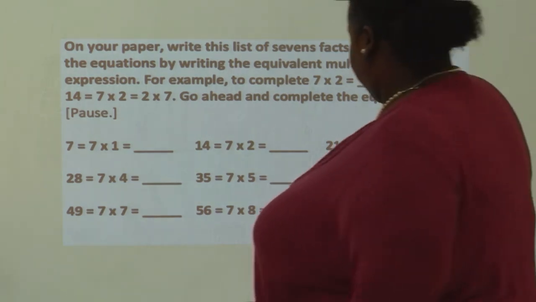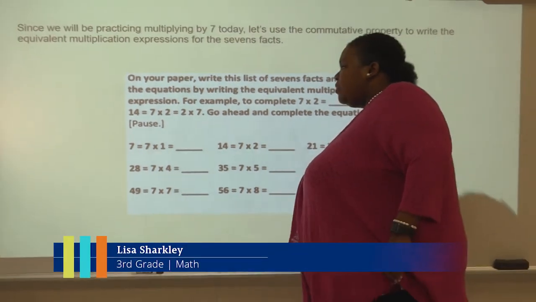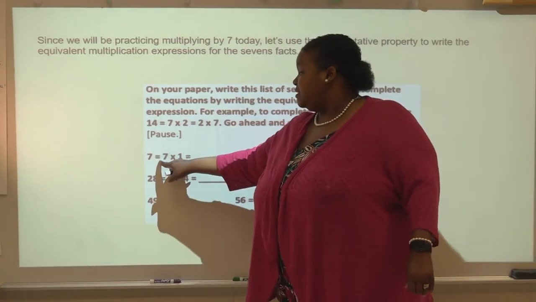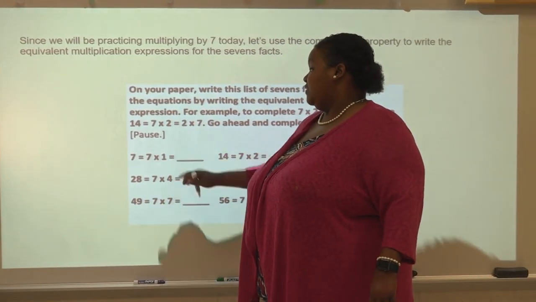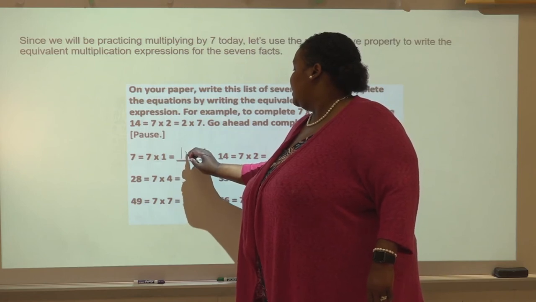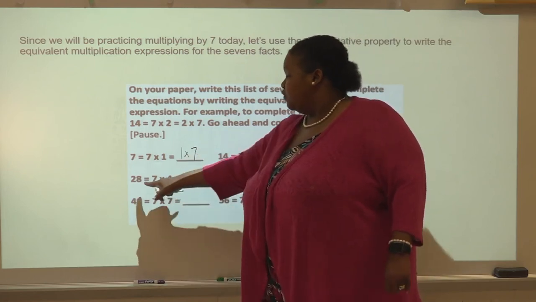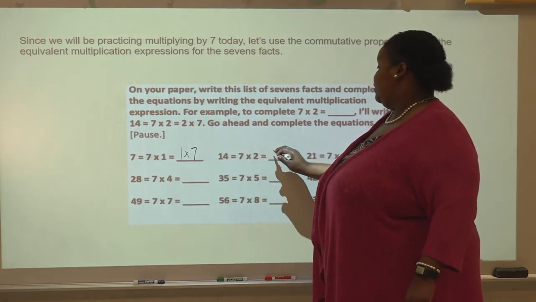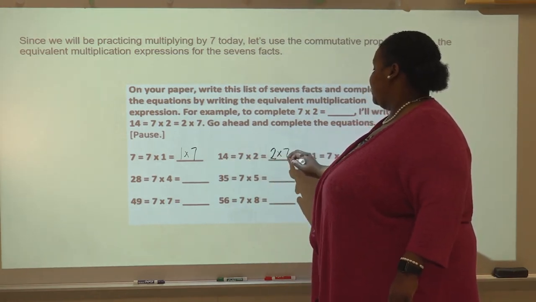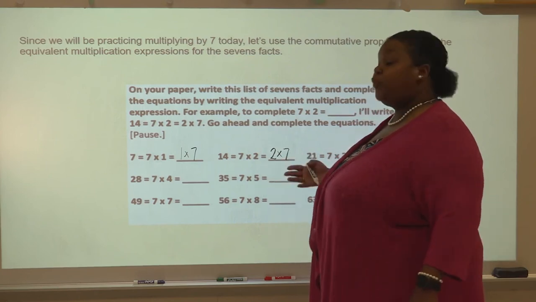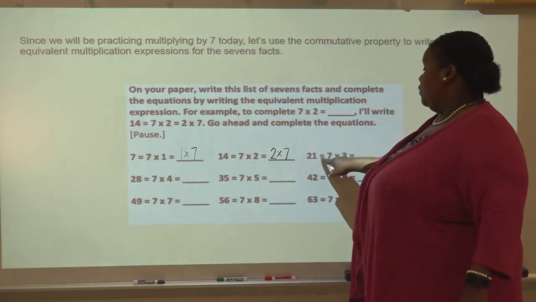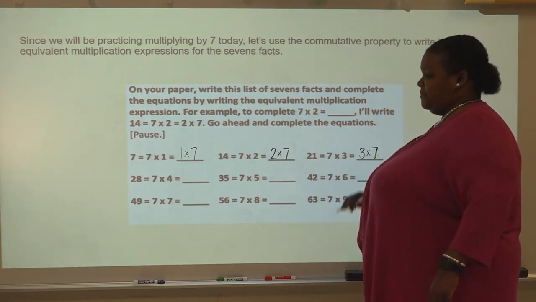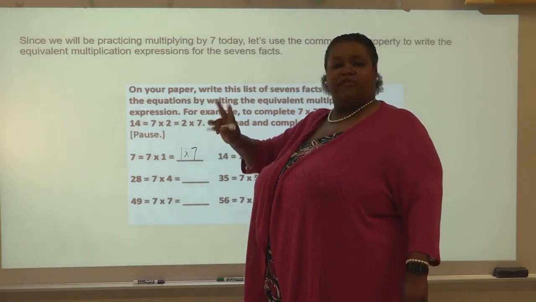Okay, some of you might still be writing, but I'll start writing because I want you to check yours against mine. 7 is equal to 7 times 1, which is equal to 1 times 7. Let's go across. 14 is equal to 7 times 2, which is equal to 2 times 7. I'm writing the commutative property of each one. 21 is equal to 7 times 3, which is equal to 3 times 7. Same factors, but they're flopped.